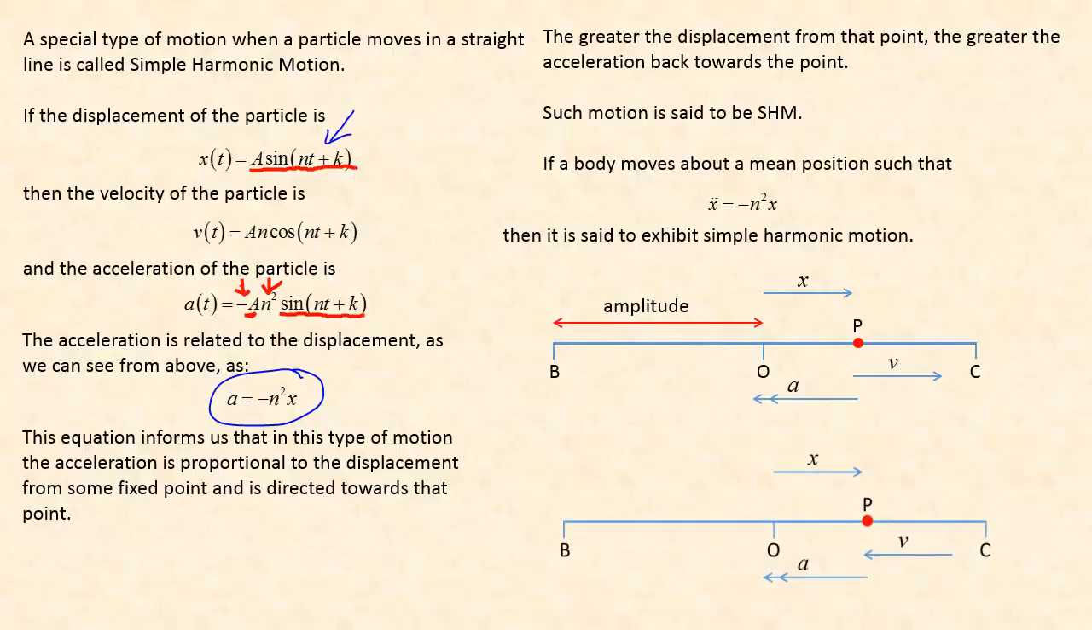So P could also be on this side. The displacement's positive, but it could be coming back this way, and then the velocity would be negative, and of course because it's to the right of O, the acceleration is to the left. So this would be a situation where displacement is positive, velocity is negative, acceleration is negative. And then you can just think for yourself, based on what we've said, what would be the situations with the particle on this side.